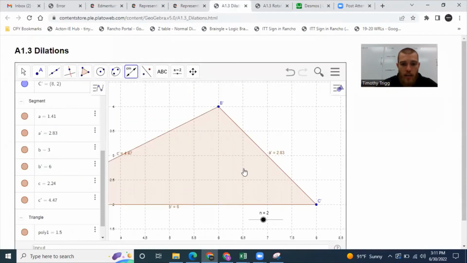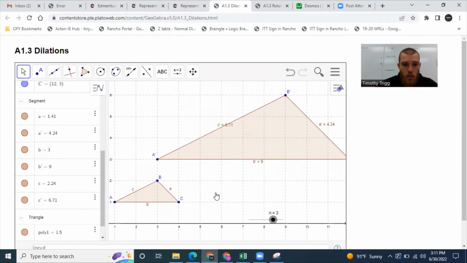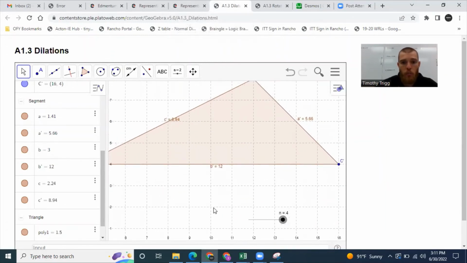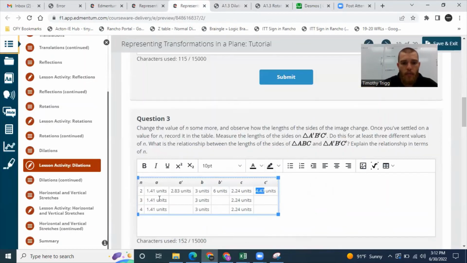Now, if we change that scale factor to a 3, we should see that these values get multiplied by a factor of 3, which makes sense. And if we move the scale factor to a 4, they're multiplied by a scale factor of 4. So go ahead and finish filling out the rest of this, just as we did for the first row.